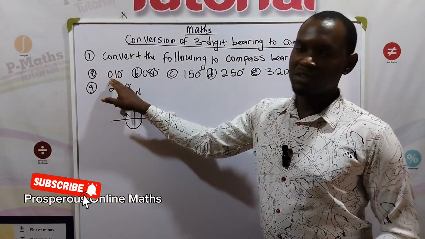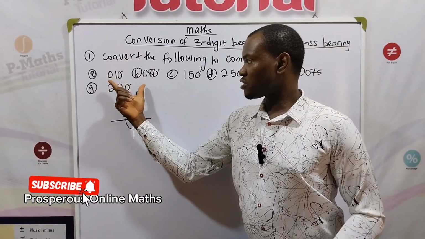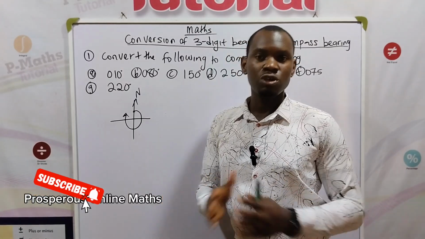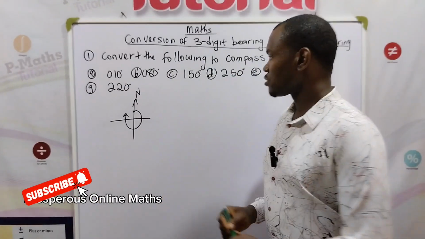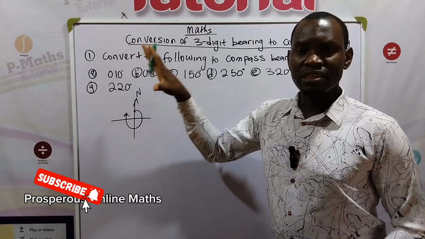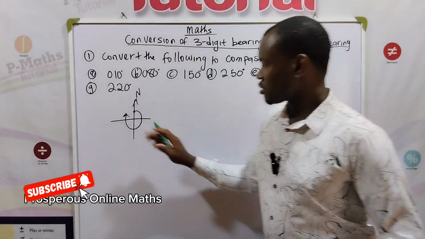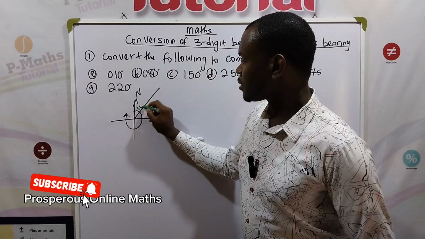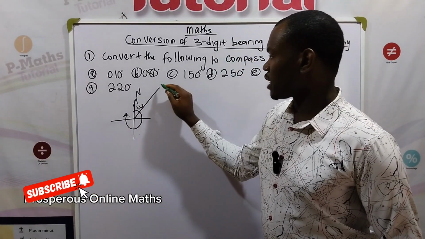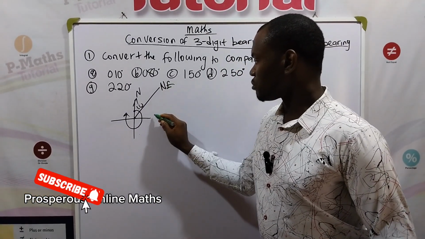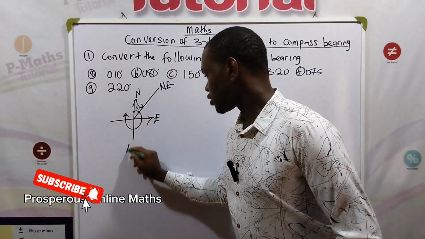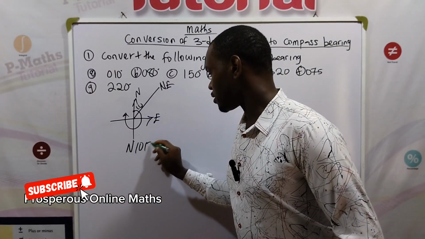The first one we have is 010 degrees. No conversion is actually needed here. Any angle between 0 to 90 degrees, you do not need any conversion. So all you need to do is to add the cardinal points to it. So this 10 degrees can be located in the first quadrant here. Here is 10 degrees. So all I need to do is to add the cardinal points. Here is northeast because this direction is east. So simply write it as north 10 east.